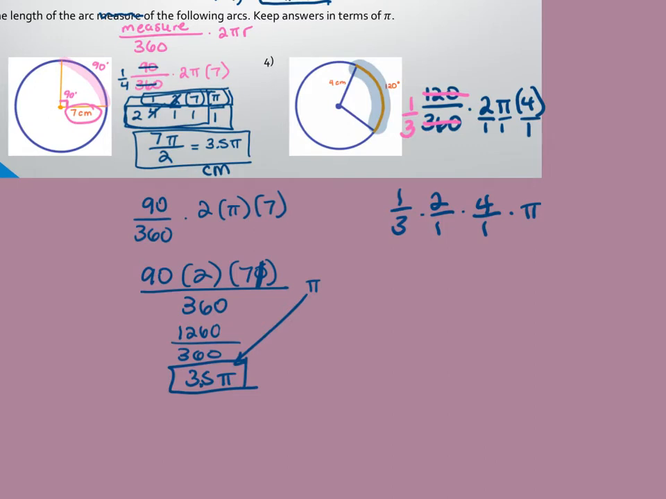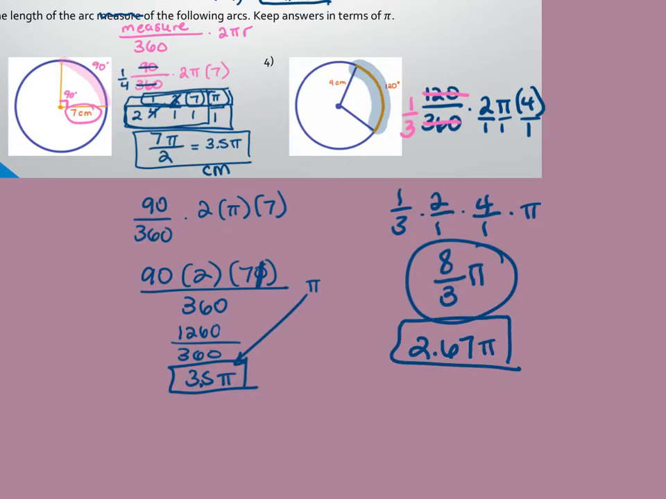I can multiply out all my numerators, 1 times 2 times 4, which is 8. All my denominators, 3 times 1 times 1, which is 3. And put the pi at the end. That's an option. Or I do 2 times 4 divided by 3, which is 2.67 pi. So again, I'll give you either option.